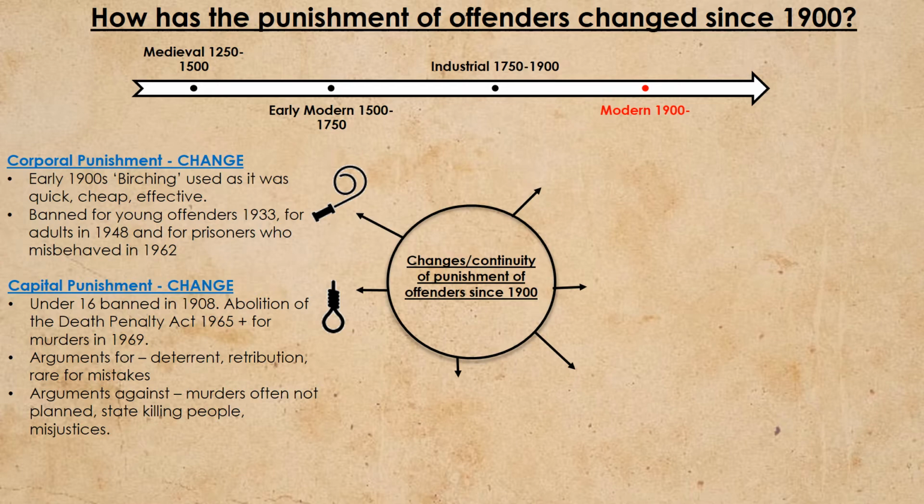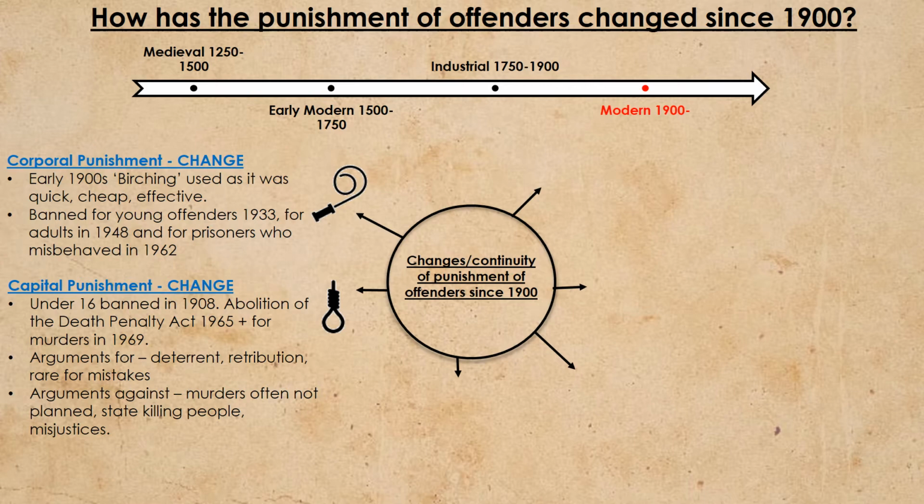So when we talk about the abolition of the death penalty, we talk about it in 1965 and 1969 for murders. Just because we have got rid of the death penalty, though, it doesn't mean that people aren't calling for it to return. Often people who argue that it should return argue that the death penalty is an effective deterrent against very serious crimes. Some people argue that it forms some sort of retribution or revenge or closure, perhaps for a victim's family of a murder victim, if that offender is then executed. And some will argue that it's rare for them to make mistakes over whether somebody is guilty or not.